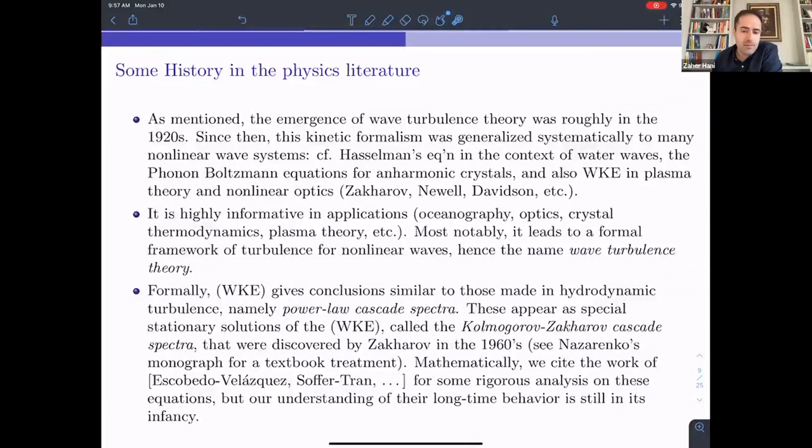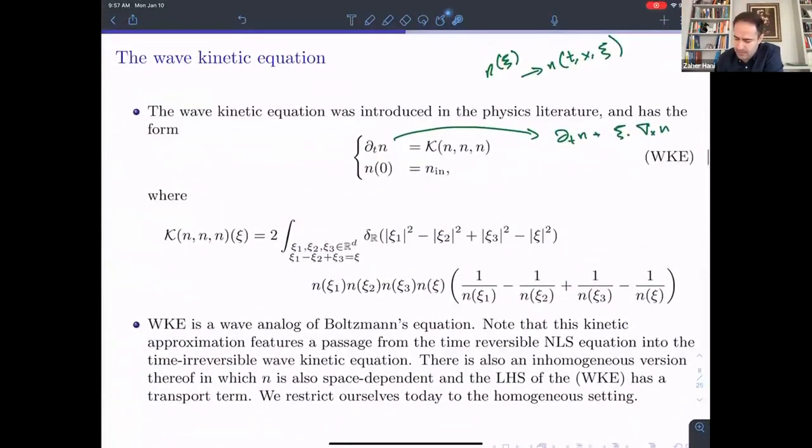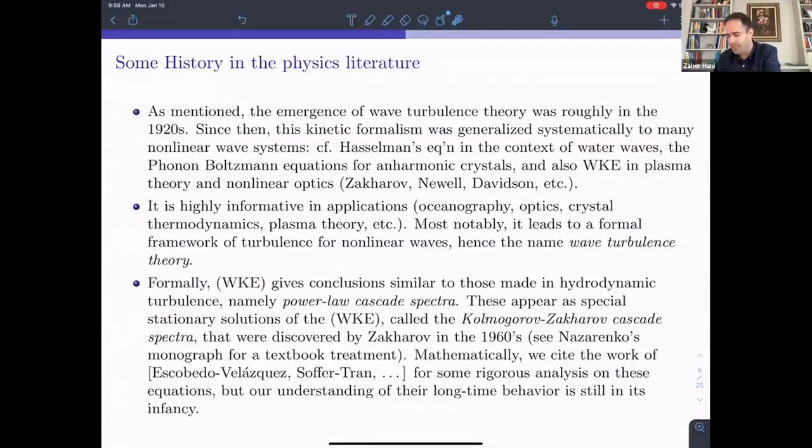But this exceedingly cool thing, I would say, is still not mathematically well-founded at this point, despite some very nice works that are taking good steps in that direction, like works of Escobedo and Velázquez, Soffer and Tran. And there's some rigor in those works. You can find some rigorous analysis of the equations. But again, our understanding of the long-time behavior of this kinetic equation is very much lacking. So this is something that should be a very active area of research.